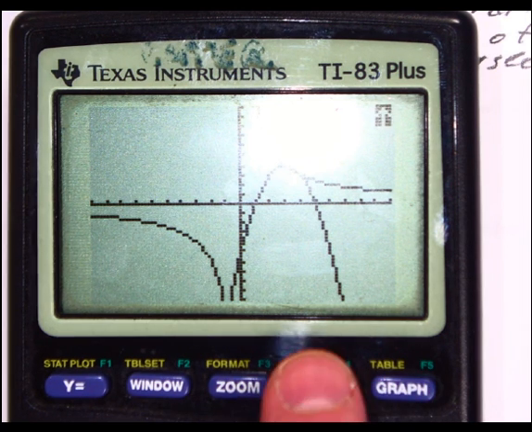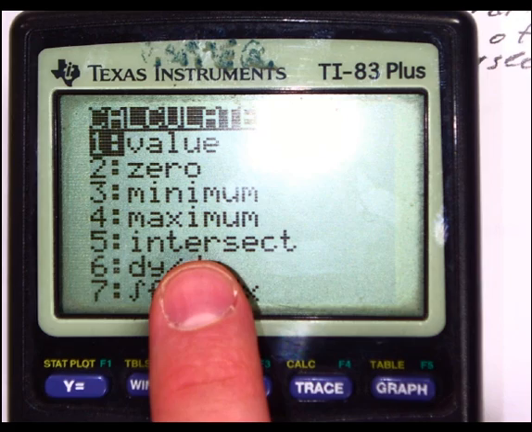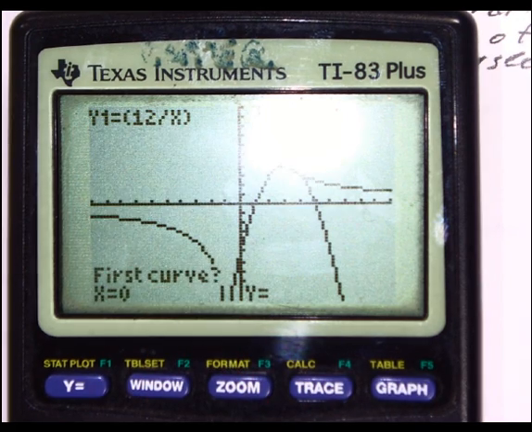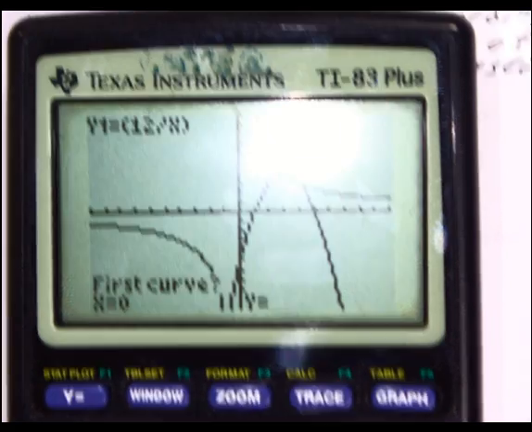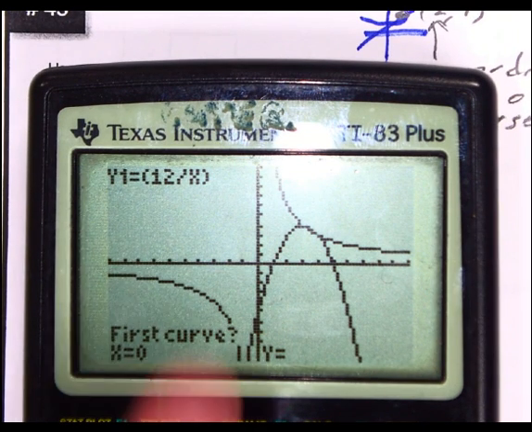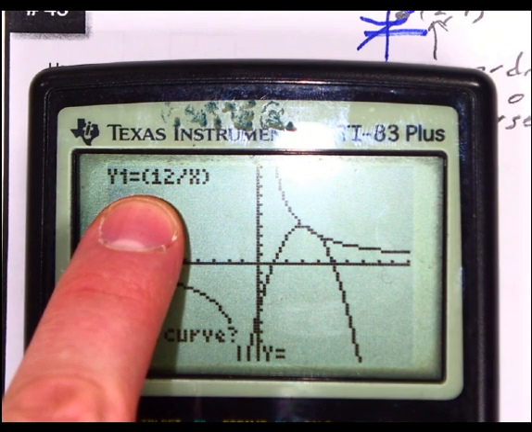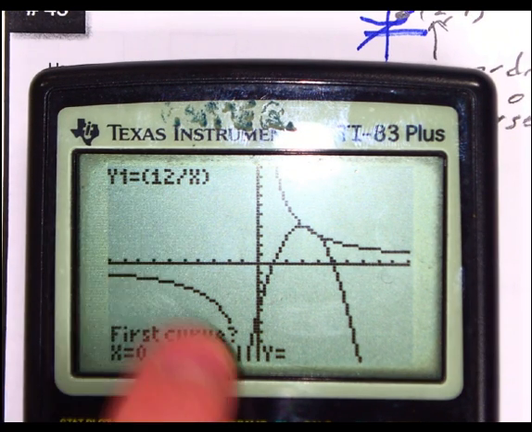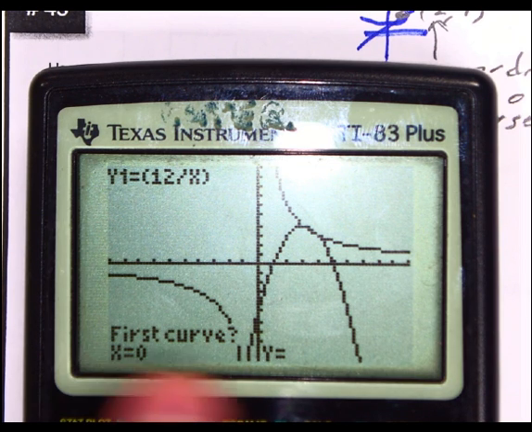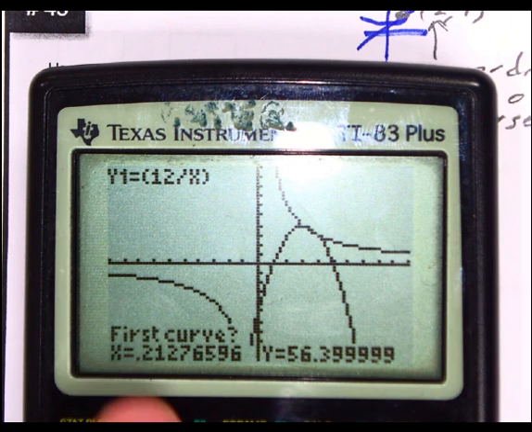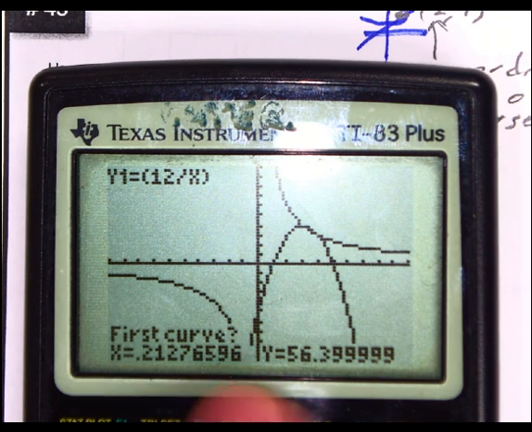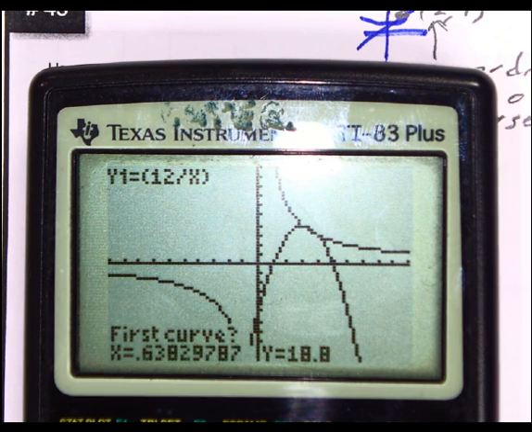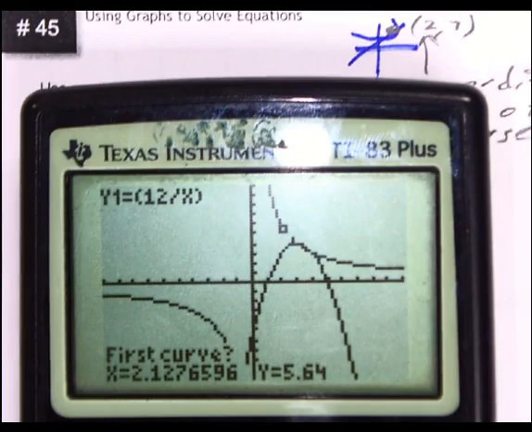I'm going to push second calc. When I do that, I'm going to select number 5 because I want to find the point of intersection. And right now, what I'm noticing on my calculator screen is that it's telling me it's on the first y1 curve, which is 12 divided by x, which is that hyperbola, but it's at point 0, and it has y comma nothing. So I need to arrow over to the right a little bit to get a point that exists. And then when I do that, I am basically just sliding along that curve. I'm actually right up there right now. I can see my little box car sliding along.